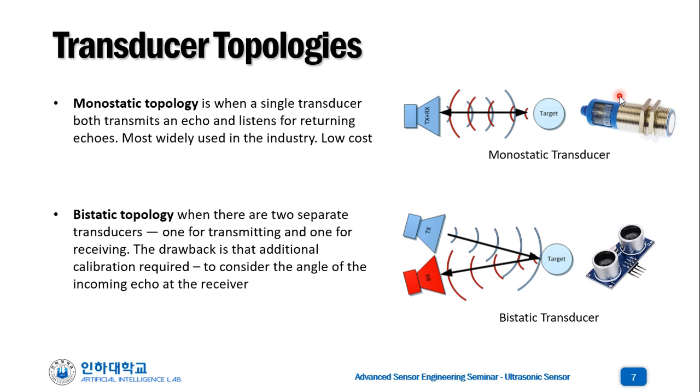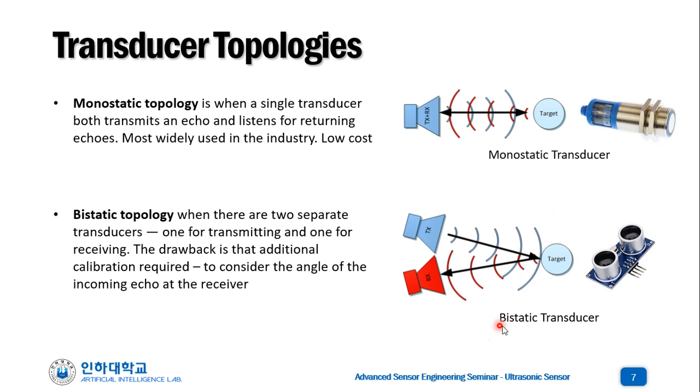The second type is the bistatic topology, when there are two separate transducers. One transducer transmits the signal to the target, and another one, we may call it a receiver, receives the reflected waves back. The drawback is that additional calibration is required in this particular case, because we need to consider the angle of the incoming echo at the receiver based on the distance and detection range.